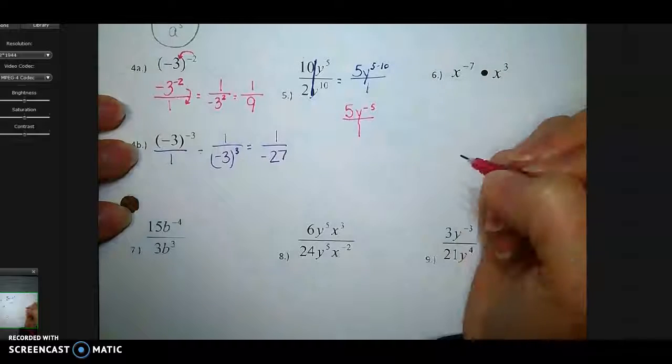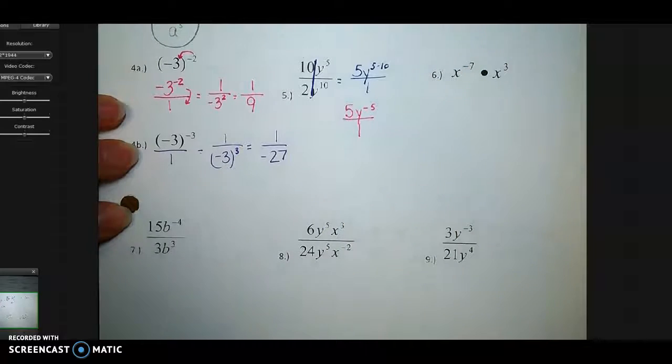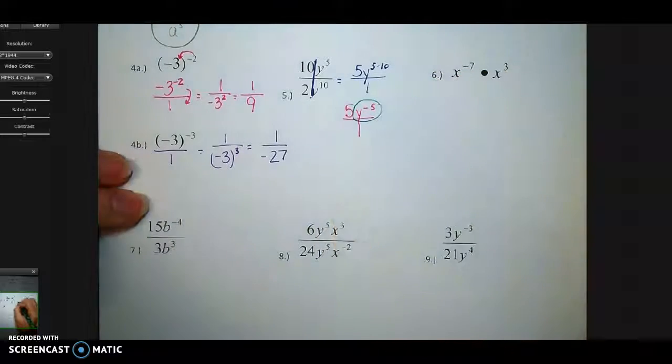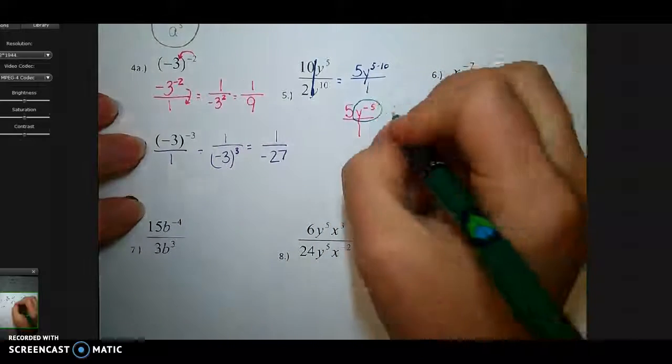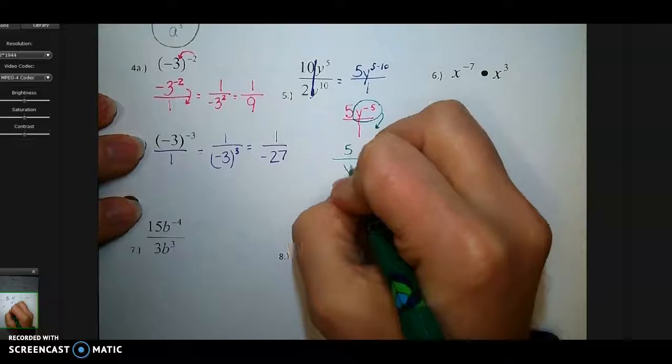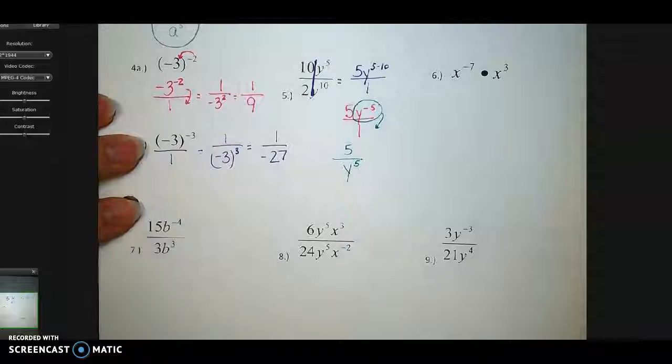Now, I'm not going to move the 5 down. The 5 doesn't have a negative exponent. I'm only going to move the y because the y has a negative exponent. So when I move that down to the bottom, I'm still going to have a 5 in the top and a y to the 5th on the bottom.